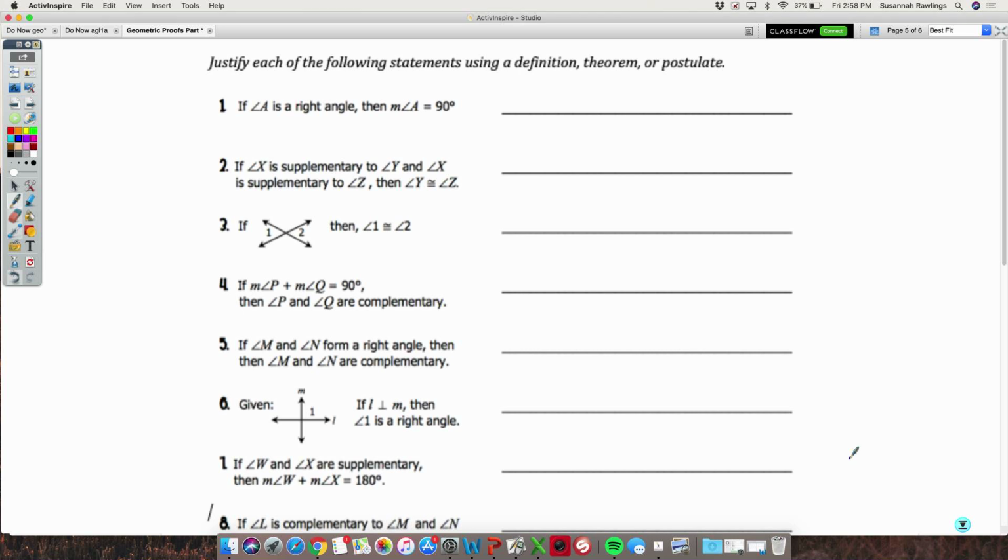So you're just matching them to the correct angle reasons. Alright, hopefully we did okay with these. It was just kind of matching them. Maybe you just ran out of time. Number one, if it's a right angle, then it's 90 degrees. That's the definition of a right angle.